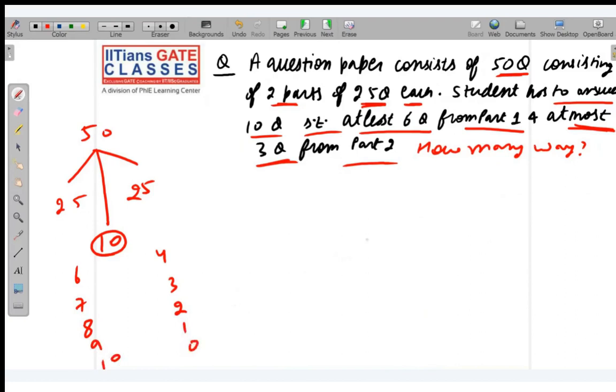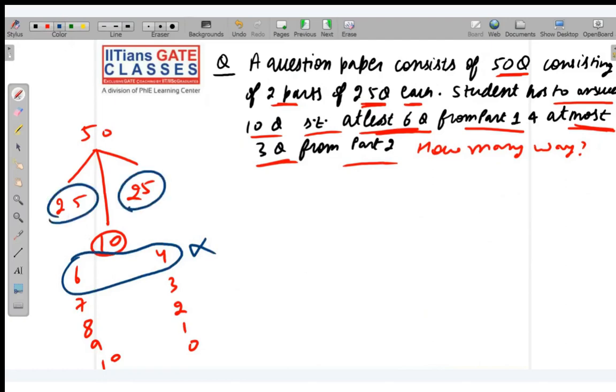One constraint I have applied, at least 6 questions. Now at most 3 questions from part 2. At most 3, so I will cut it. This is gone. So rest I have to do. So what are the ways? From 25, I will pick 7. So 25C7 multiplied by 25C3.